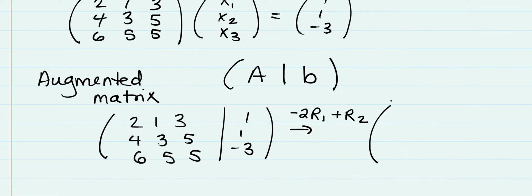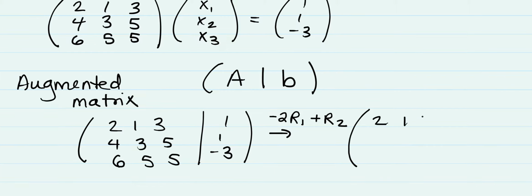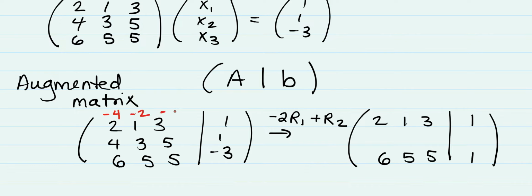Let's do that. So I'm going to leave row 1 alone, and I'm leaving the last row alone. But I'm going to write this right on top, multiply this by a negative 2, so I get negative 4, this one by negative 2, this one by negative 2, and this one by negative 2, and then add it. So I get 0, 1, and then negative 1, and negative 1, right? 5 minus 6, and 1 minus 2.